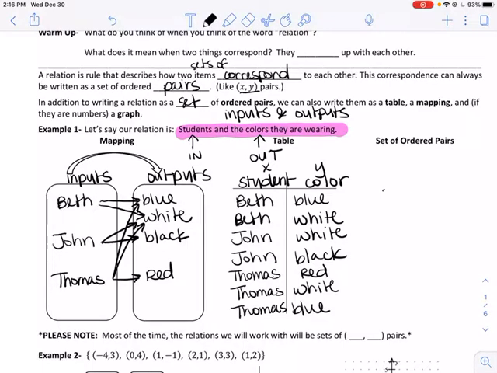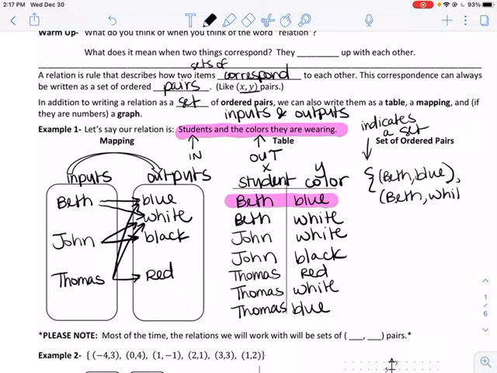Now, just like when we do graphing, we can write these as a set of ordered pairs, and the ordered pairs will come right off the table. You can literally just lift them off. So this is going to be an ordered pair. When we write a set, we use these little squiggly brackets, which indicate a set. That means that all of these things are connected somehow. So I'm going to put Beth is wearing blue as our first item, then put a comma. Beth is wearing white. This indicates that Beth is connected to both blue and white.